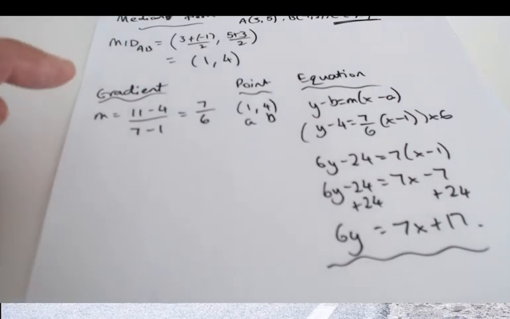And there you go, people. That is how you do the median of a triangle. Remember, your steps are as follows. Midpoint of opposite side, use that point and the point that's been given to you to get the gradient. Either one goes as your point, and then you go into your equation.